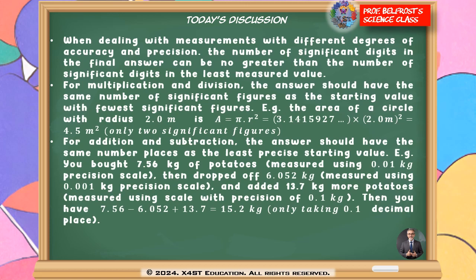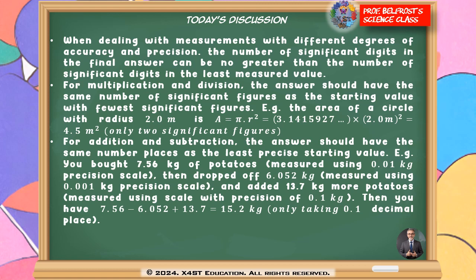When dealing with measurements with different degrees of accuracy and precision, the number of significant digits in the final answer can be no greater than the number of significant digits in the least measured value. For multiplication and division, the answer should have the same number of significant figures as the starting value with fewer significant figures. For example, we are about to find the area of a circle with radius 2.0 meter, which is expressed in two significant figures, right?